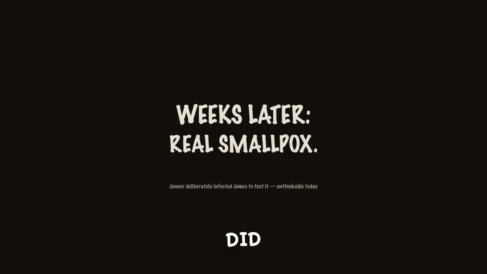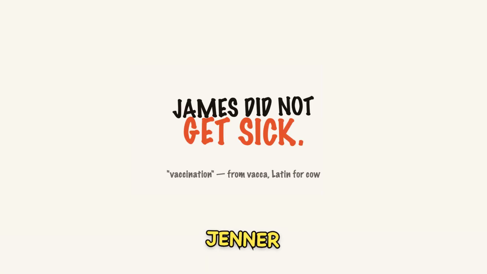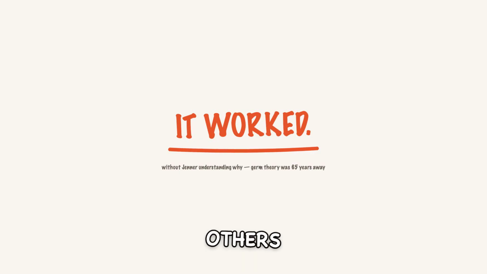Weeks later, Jenner did something that would be utterly unthinkable and illegal today. He deliberately infected James with real smallpox to test whether the cowpox had protected him. James did not develop the disease. Jenner named his technique vaccination, from vacca, the Latin word for cow. Crucially, unlike inoculation, cowpox itself posed almost no danger to the patient and could not spread smallpox to others. It was safer, and it worked. And it worked without Jenner understanding why, because germ theory was still 65 years away. He had found a cure with no theory to explain it.